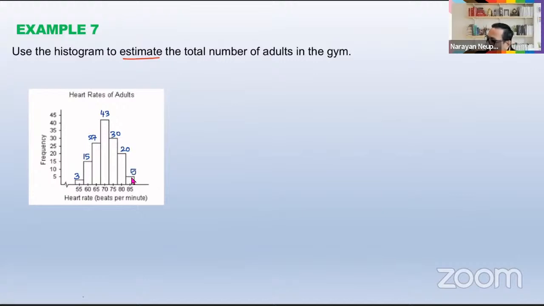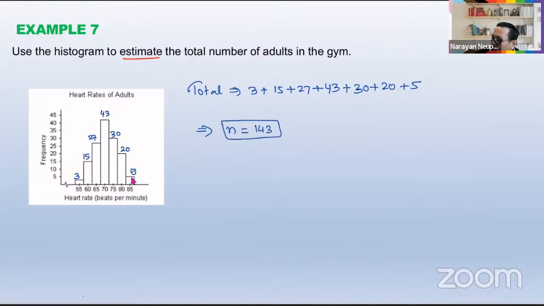So you want to find the sample size. The total will be equal to, you just add those numbers. 3 plus 15 plus 27 plus 43 plus 30 plus 20 plus 5. When you add all frequencies, please add and tell me what we get. 143. Okay. So the sample size n is 143.